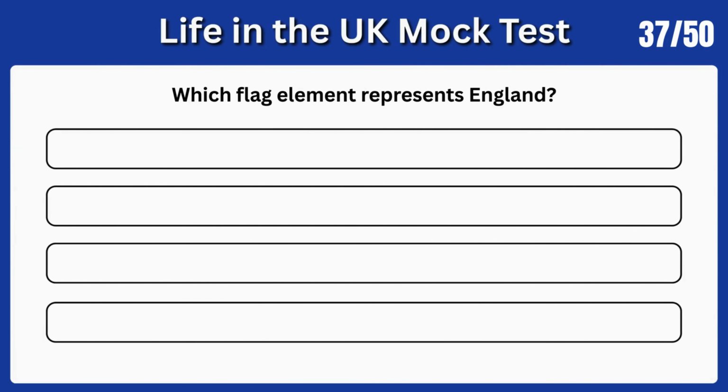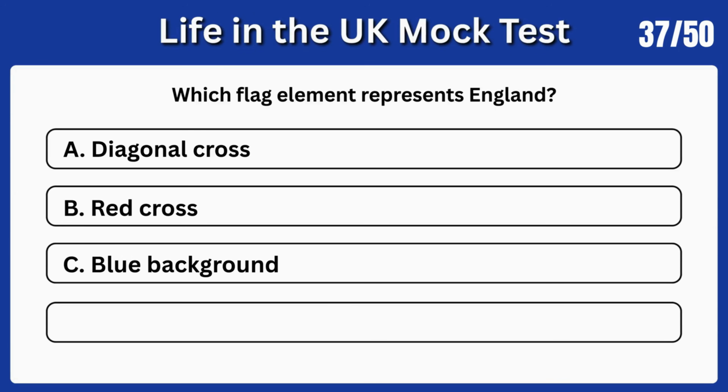Question 37. Which flag element represents England? A. Diagonal cross. B. Red cross. C. Blue background. D. Yellow dragon.